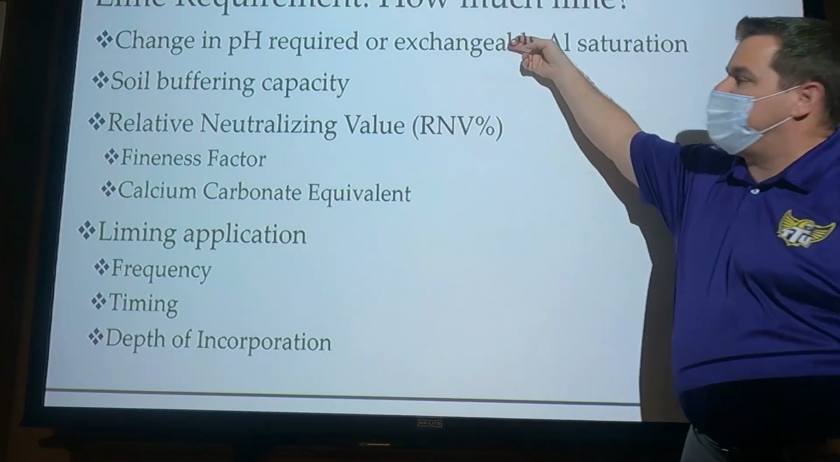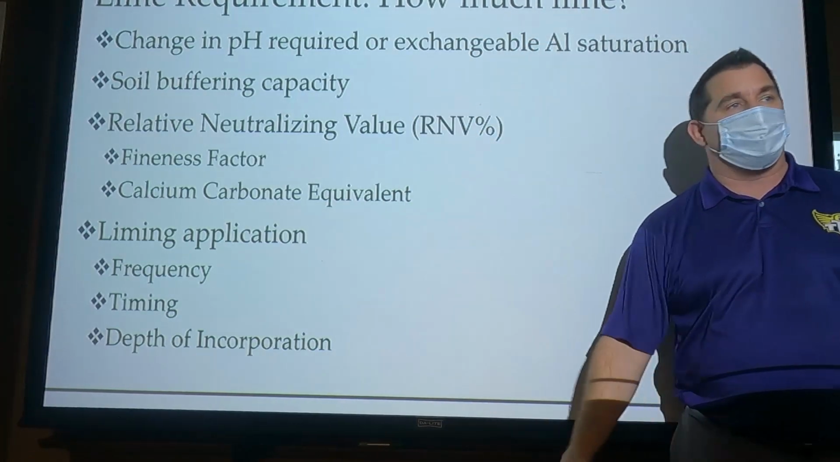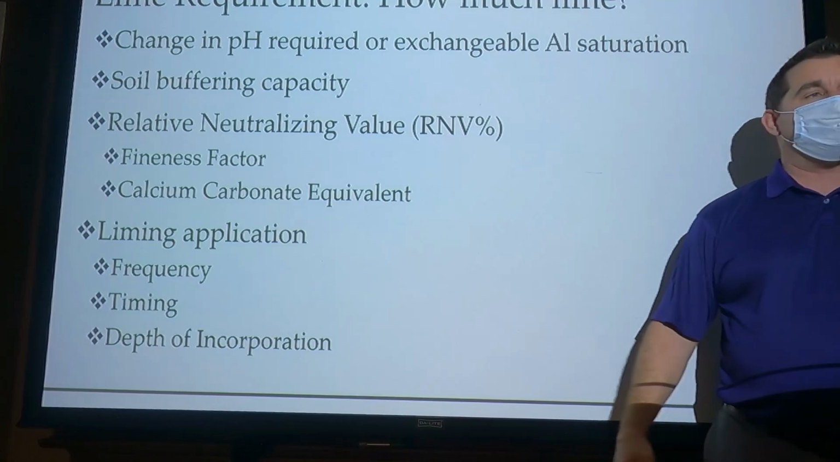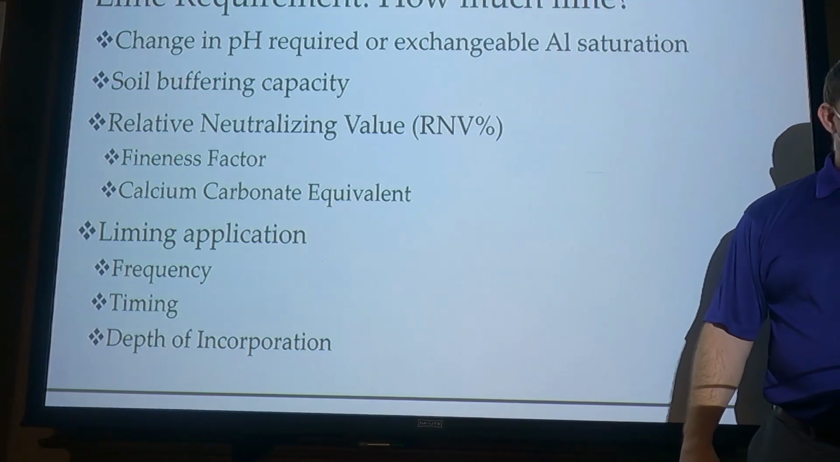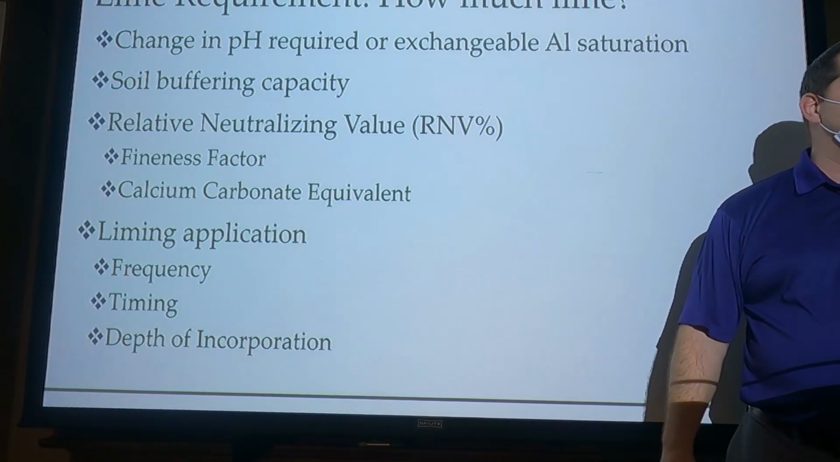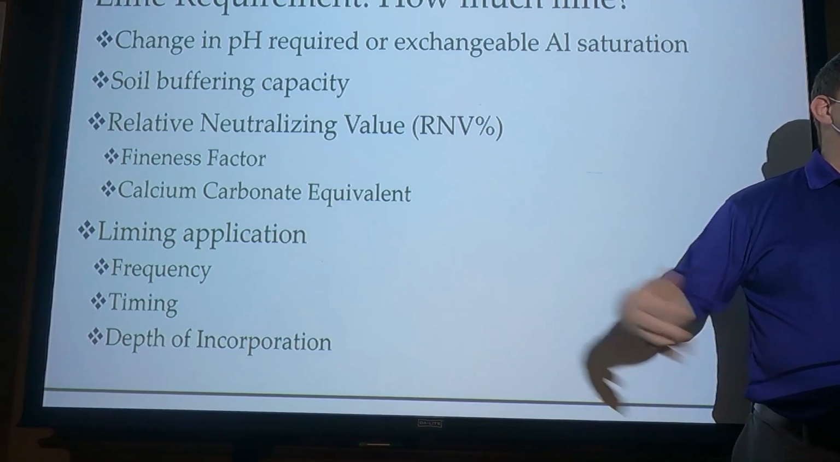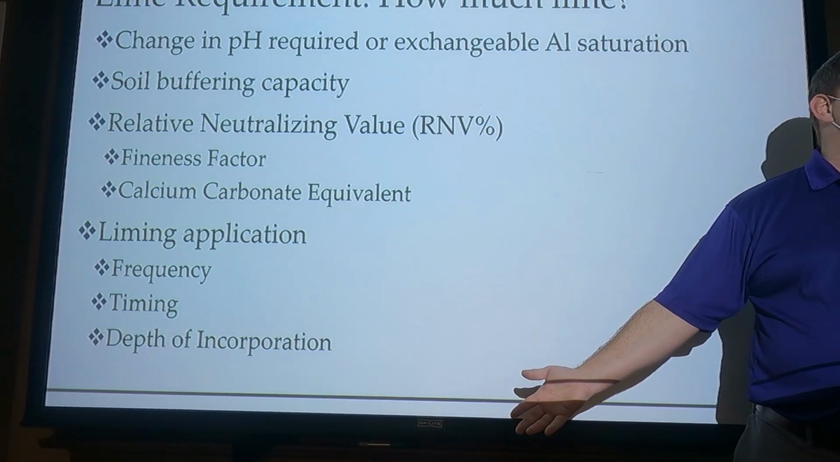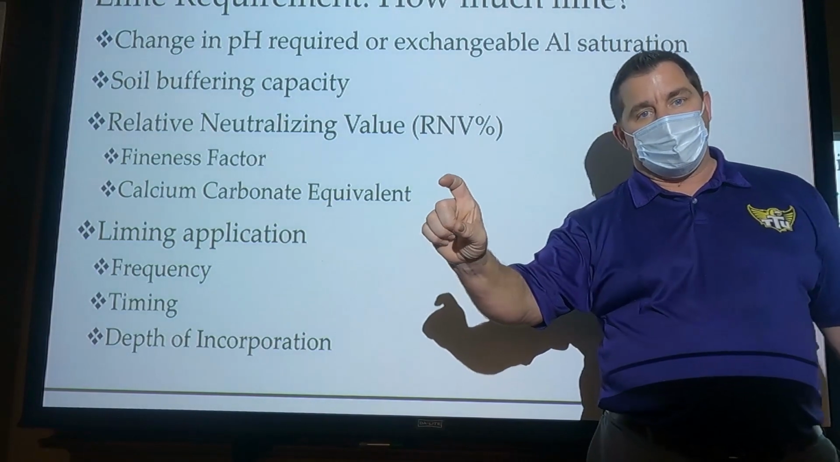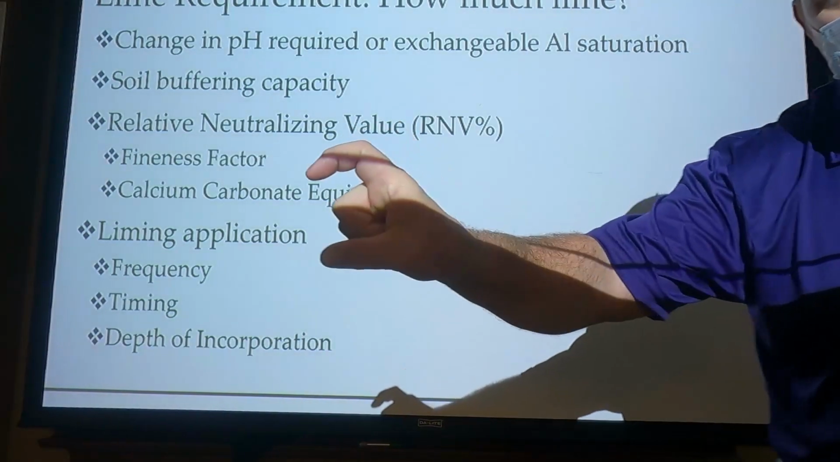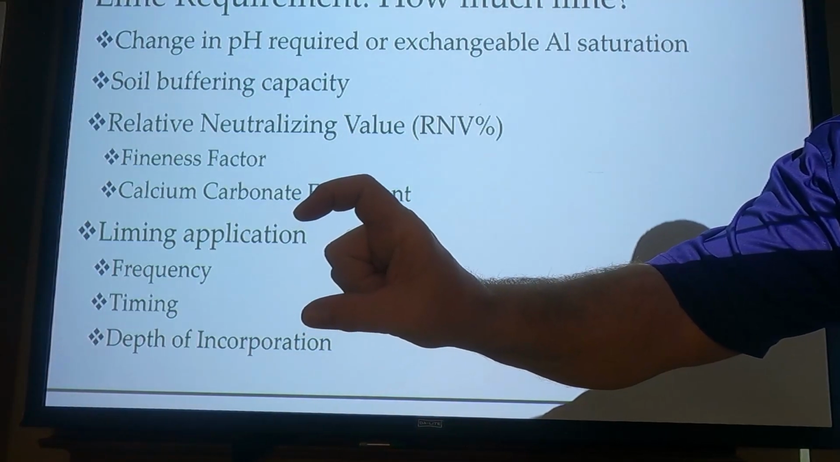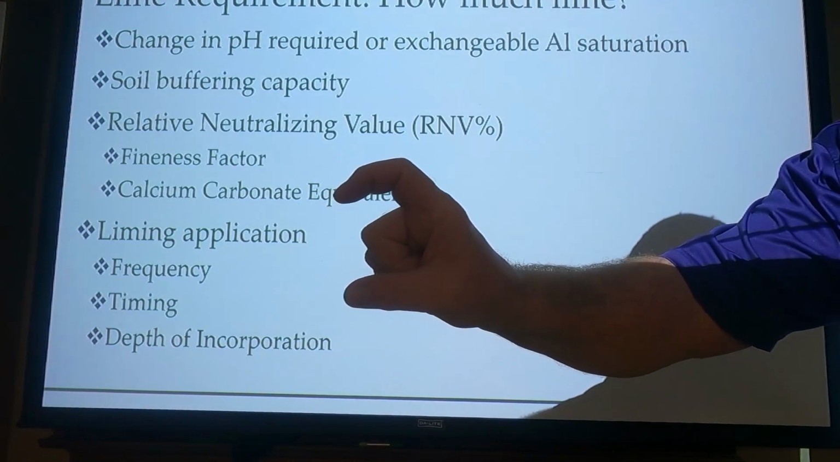So if you have a large change in pH, if you're trying to change your soil from a pH 5 to a pH 7, and it's a clay soil, it might take you 10 tons to do that. But you couldn't apply 10 tons at one time. You'd have that much lime sitting out there and it would never react and you'd never be able to do anything.